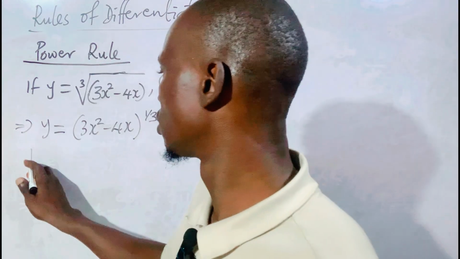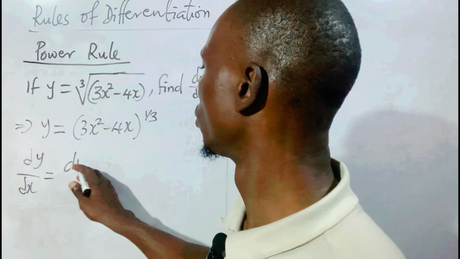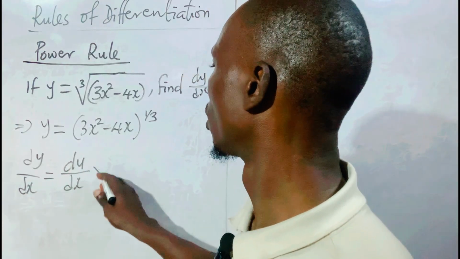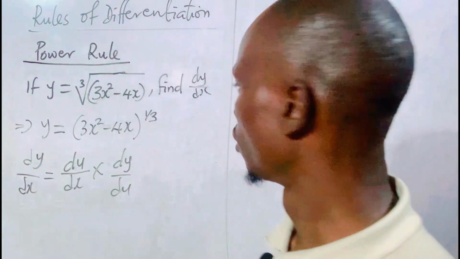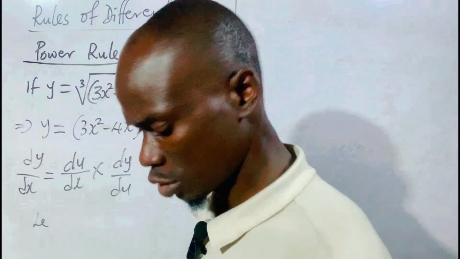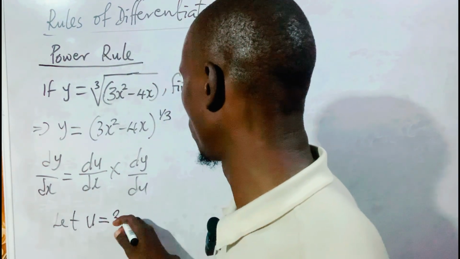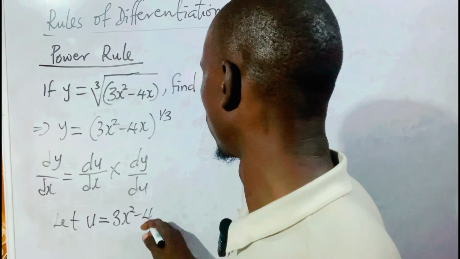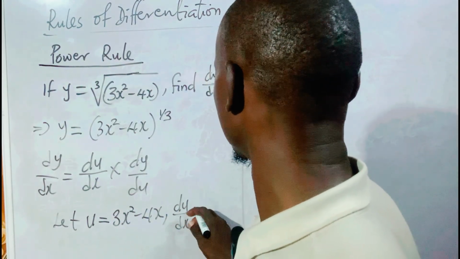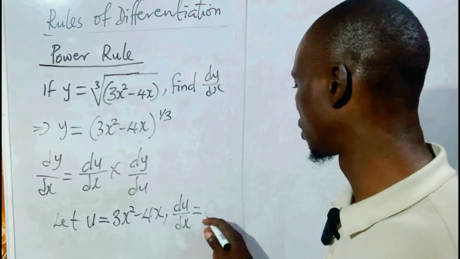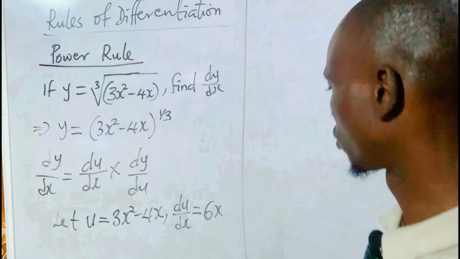The formula says dy/dx is equal to du/dx times dy/du. So the base is our u. So let u be equal to the base, 3x squared minus 4x. We differentiate, we have du/dx. This will give us 6x minus 4.